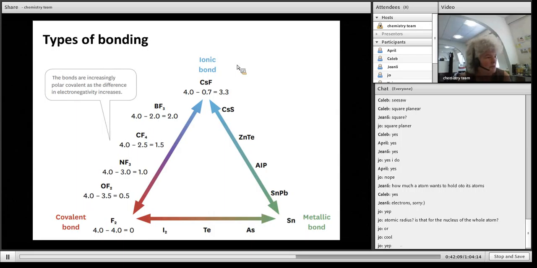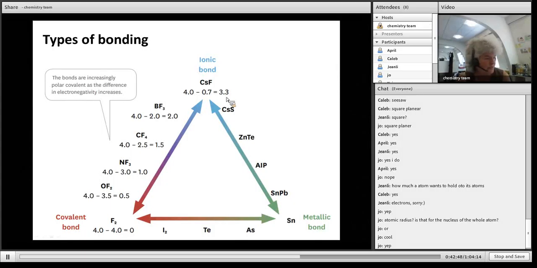Right, so usually we say around about 1.7 it becomes ionic, but there are some things like BF3 that is actually molecular and it's still got a difference of 2. So around about 1.72 it changes and then it becomes ionic. So cesium fluoride, cesium is down here in the periodic table, fluoride is up there, so there's a big difference in electronegativity. That will have the biggest polarity, separation of charge, so we consider that definitely ionic.